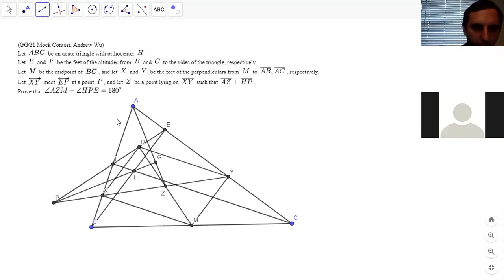I'm trying to see if I can show H as an orthocenter. So like, what if, that seems like a pretty fundamental fact that AZ is perpendicular to HP. We use like Bricard's or something.